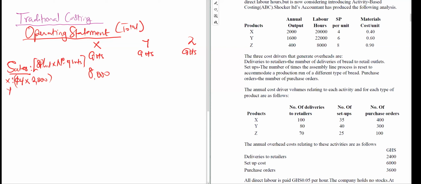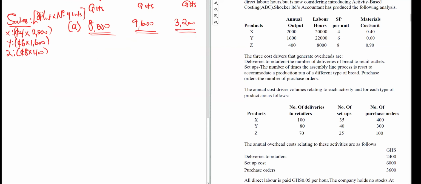Now we come to Y. Y gives us 9,600, selling 1,600 units. Z gives us 3,200, right? So selling price, we are done. I cross it off. I can call this A, as my selling price. Now I need cost, so I can call my cost B.